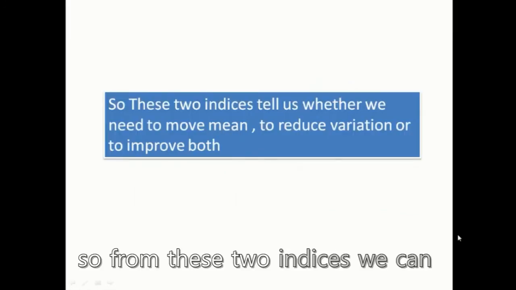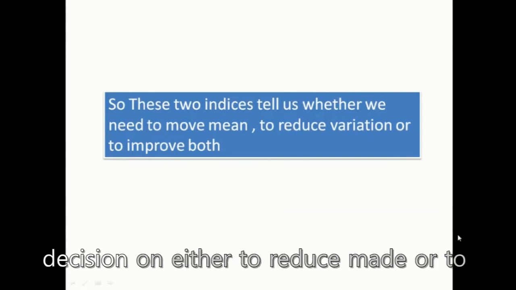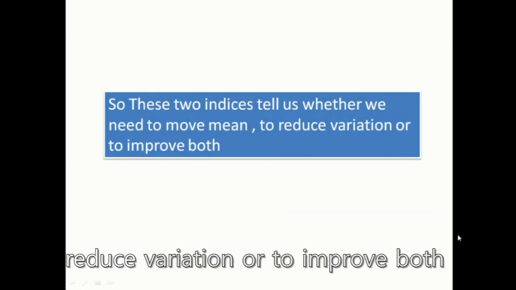So from these two indices, we can understand a process and can make a decision on whether to reduce the mean or to reduce variation or to improve both.